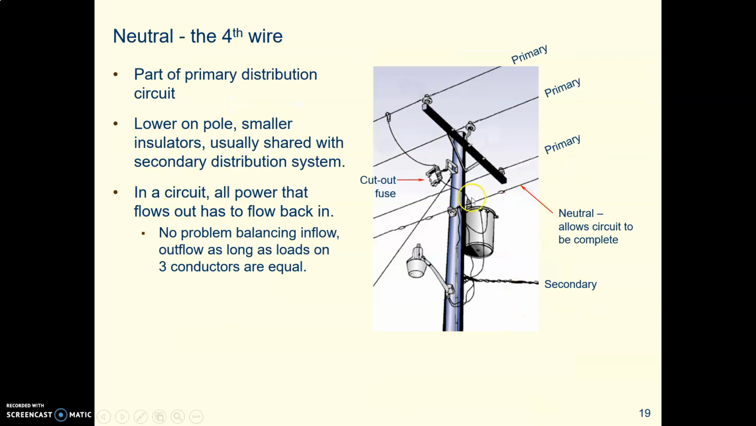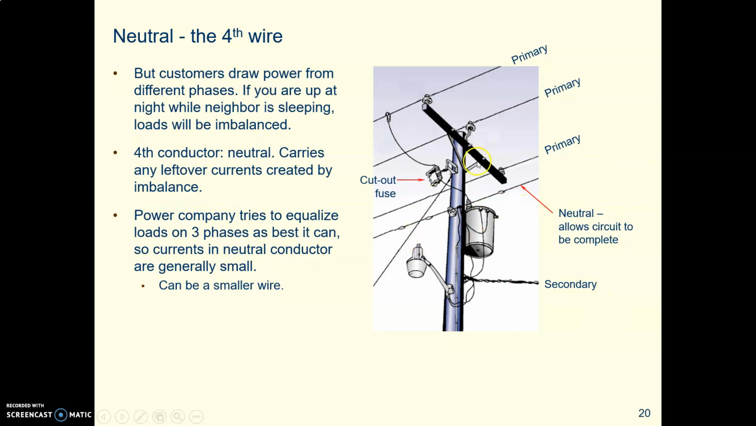Then under the primaries is a smaller fourth wire, that's the neutral wire, and you probably know by now that every circuit has to have a complete loop in order for current to flow. If you don't have a closed loop, you don't have current. So the neutral carries that flow and balances out the load.